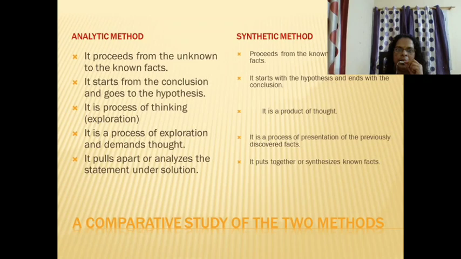So from the analytic method in that particular example, we saw that we have to think starting from the conclusion, meaning we have to prove that the two parts are equal. So to prove that they are equal, what are the things we have to do? We are going for different hypotheses. The synthetic method starts with the hypothesis and ends with the conclusion. Here what we are doing, we are just guessing and coming to the conclusion.